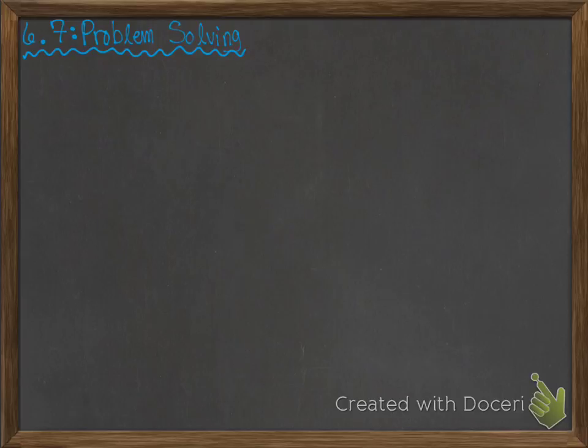6-7 is called problem solving, and in 6-7 there's actually no new information. This is all the information in topic 6, but in more complex multi-step problems. So it really takes all the information that you know from topic 6 and asks you to apply lots of it together. So things that we have learned in topic 6 would be things like how to convert fractions to decimals and percents and the opposite way.